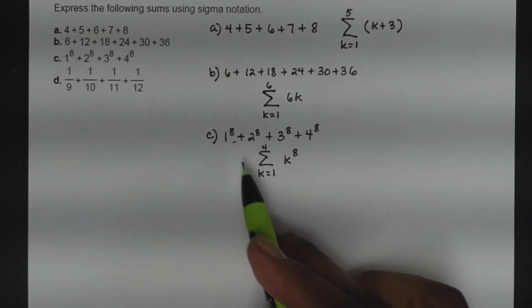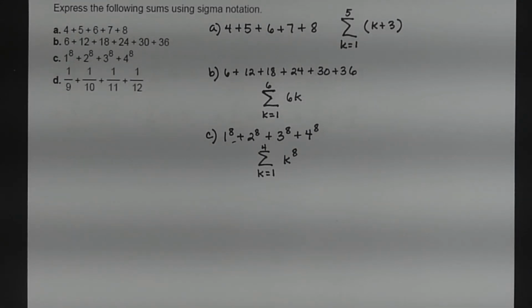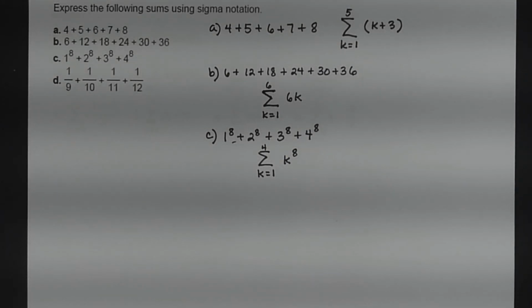Because that's 1 to the 8th. Then for 2, you have 2 to the 8th. For 3, 3 to the 8th. And then for 4, 4 to the 8th.